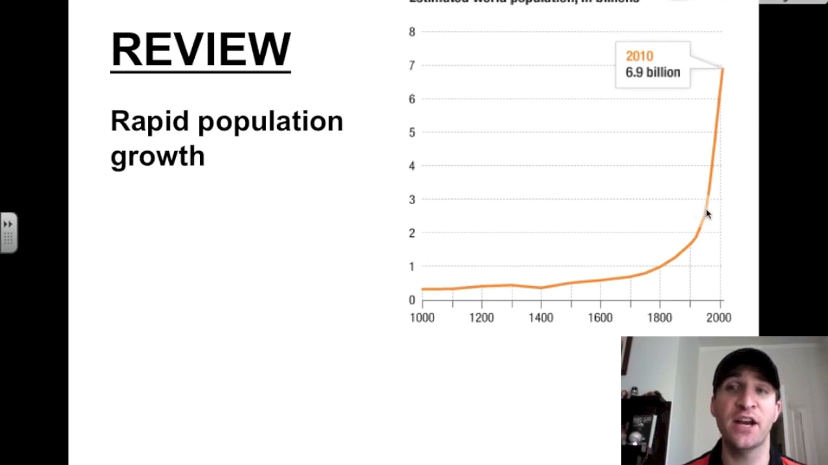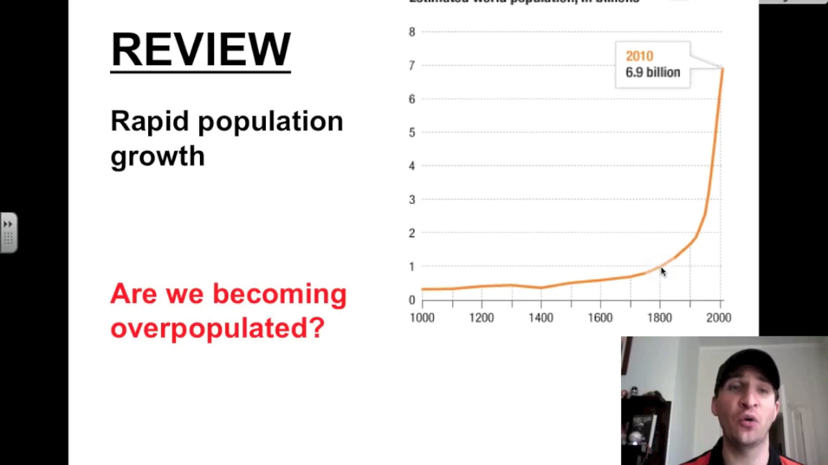And you see here how we have about 7 billion people in the world, according to this chart. 200 years ago, we only had about 1 billion people. So how are we dealing with this extensive population growth? Are we becoming overpopulated? Can we handle this amount of people? Or are our resources running out? That's what we've been talking about.